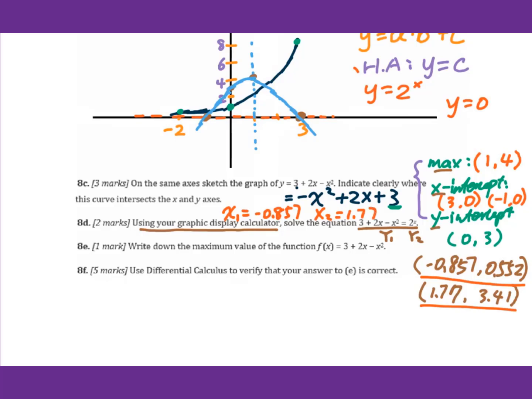8e, write down the maximum value of the function. We already got y equals 4.